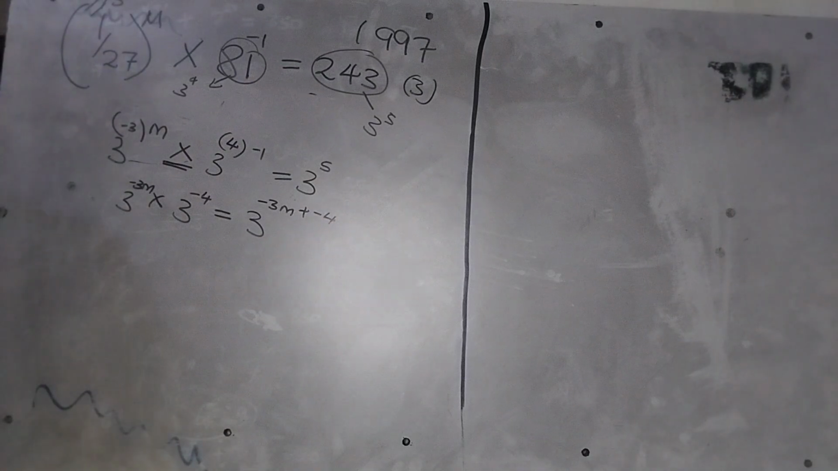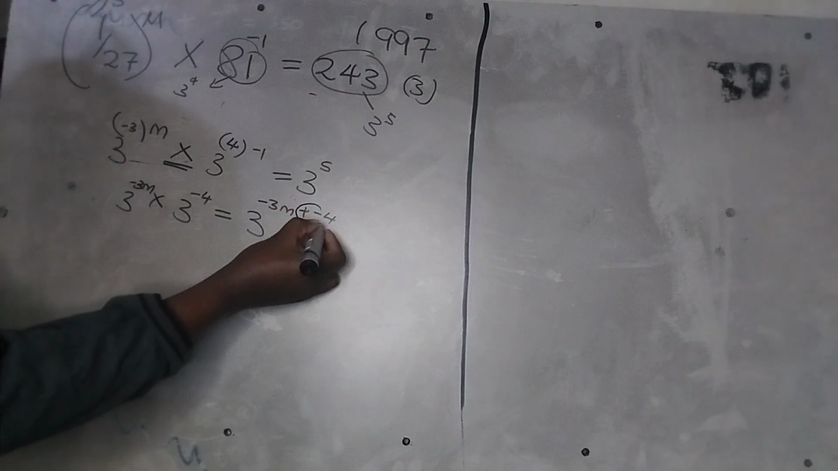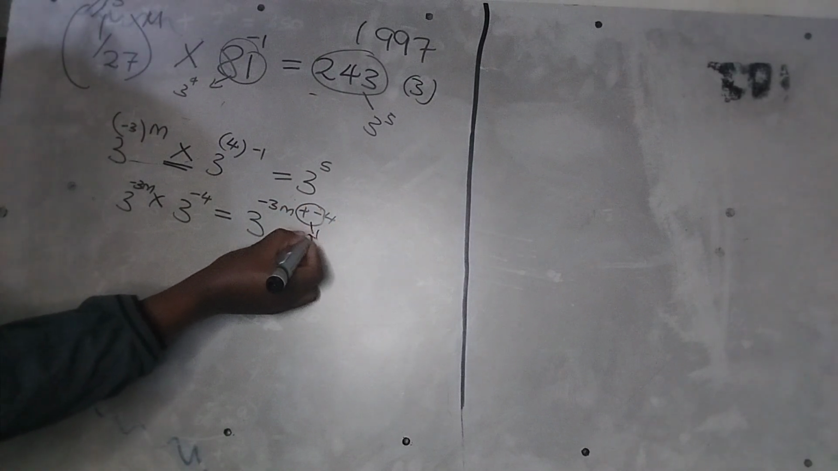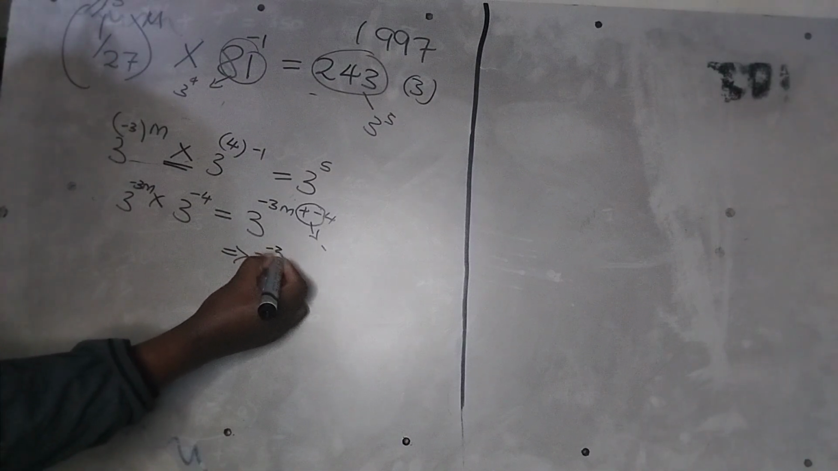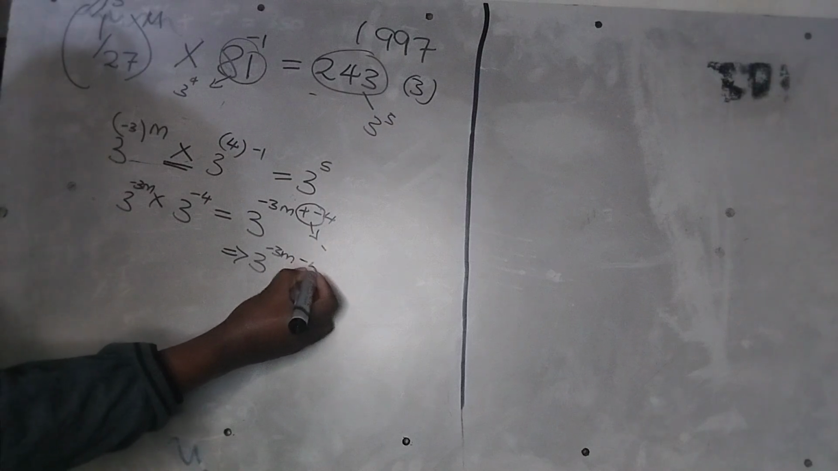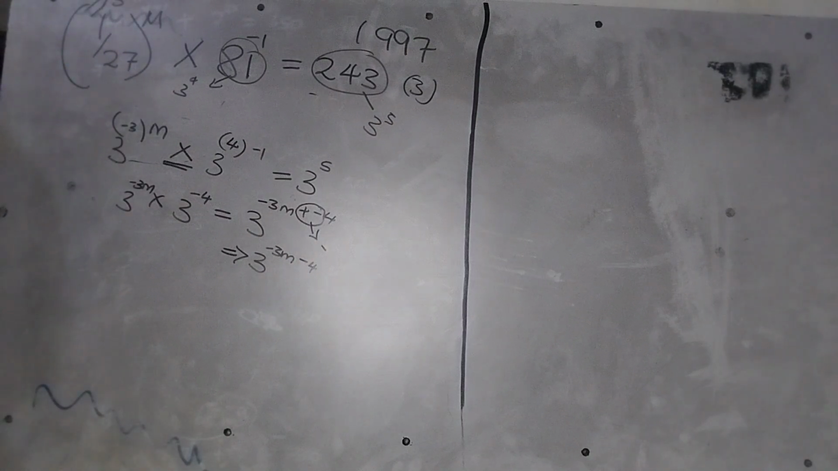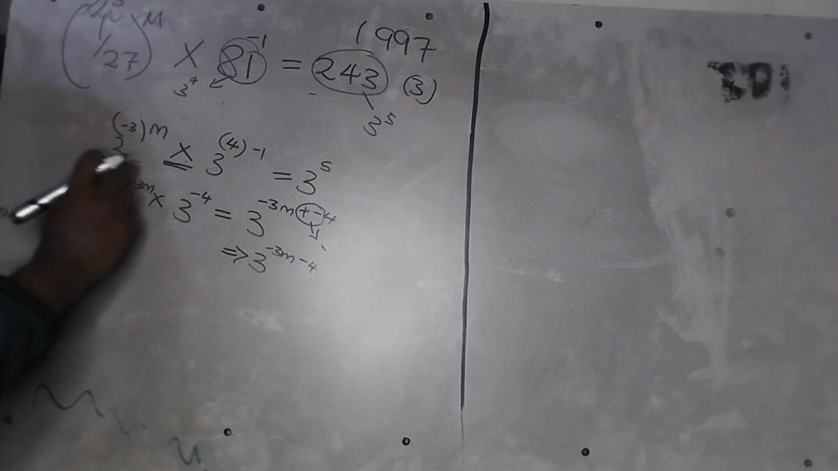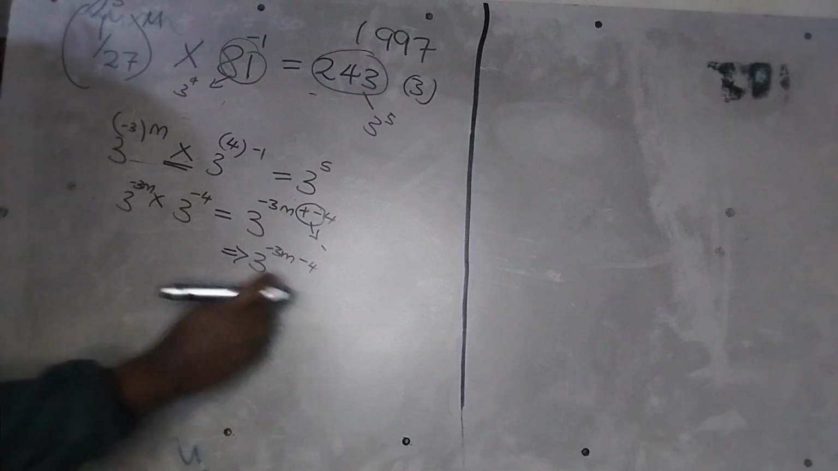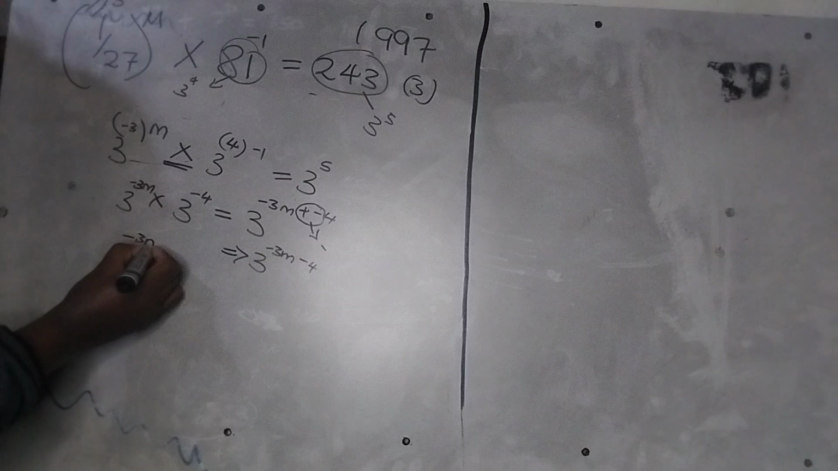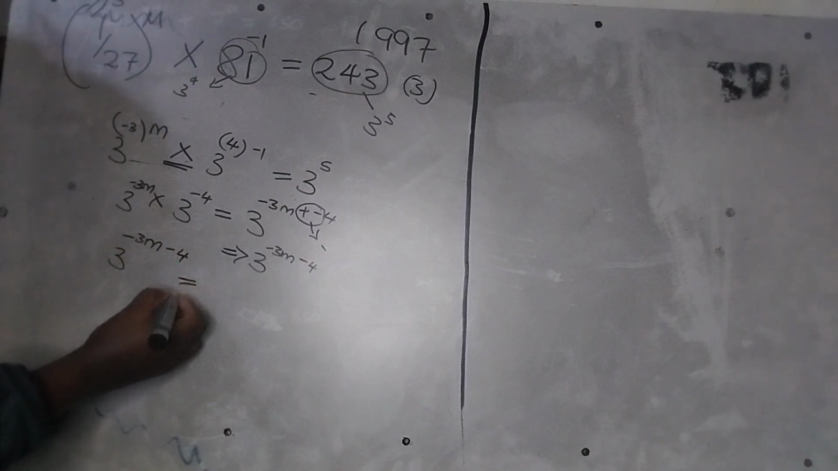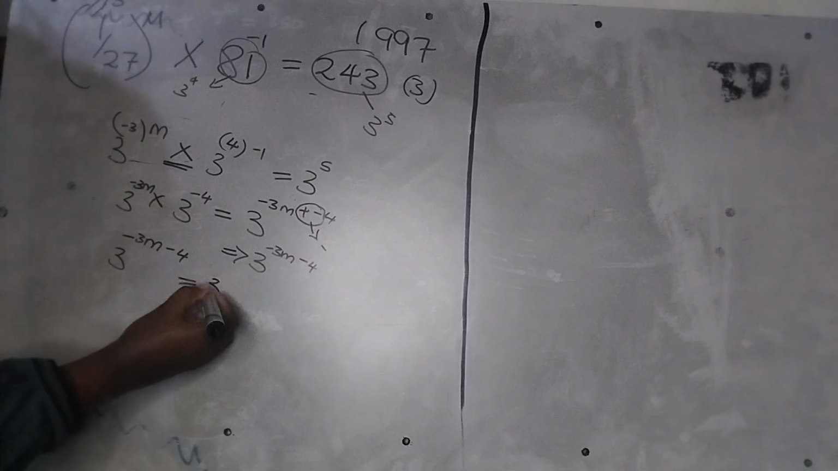But again, here come two signs following each other. What is a plus times minus? Simply, it is a minus. So this is the same as 3 raised to power -3m minus 4. Now we can choose to replace all these with this single answer. So 3 raised to power -3m minus 4 is equivalent to our answer, which is 3 to power 5.